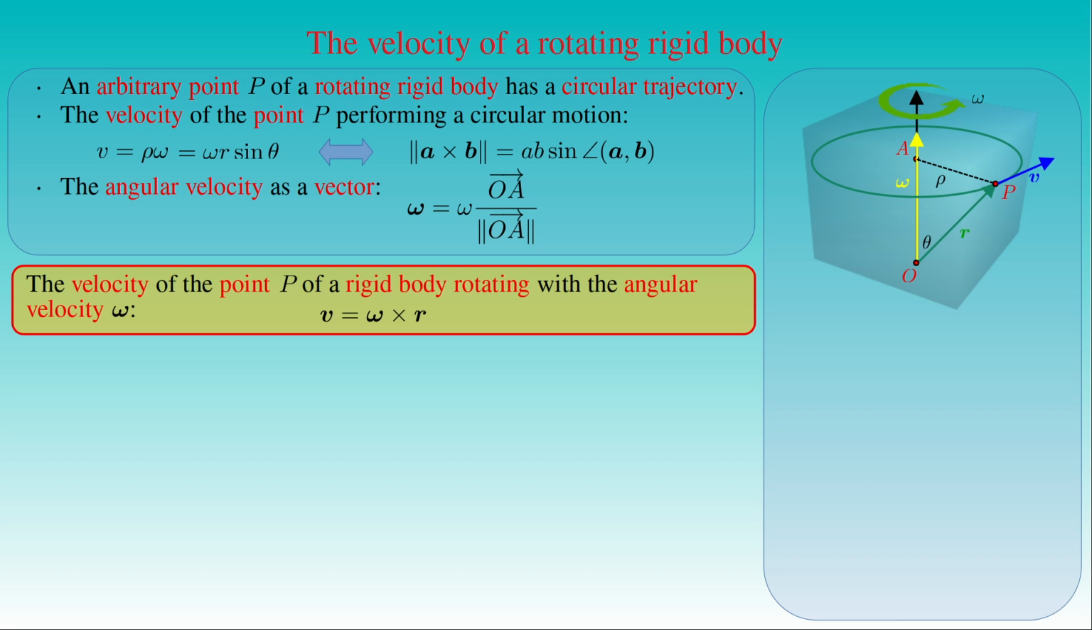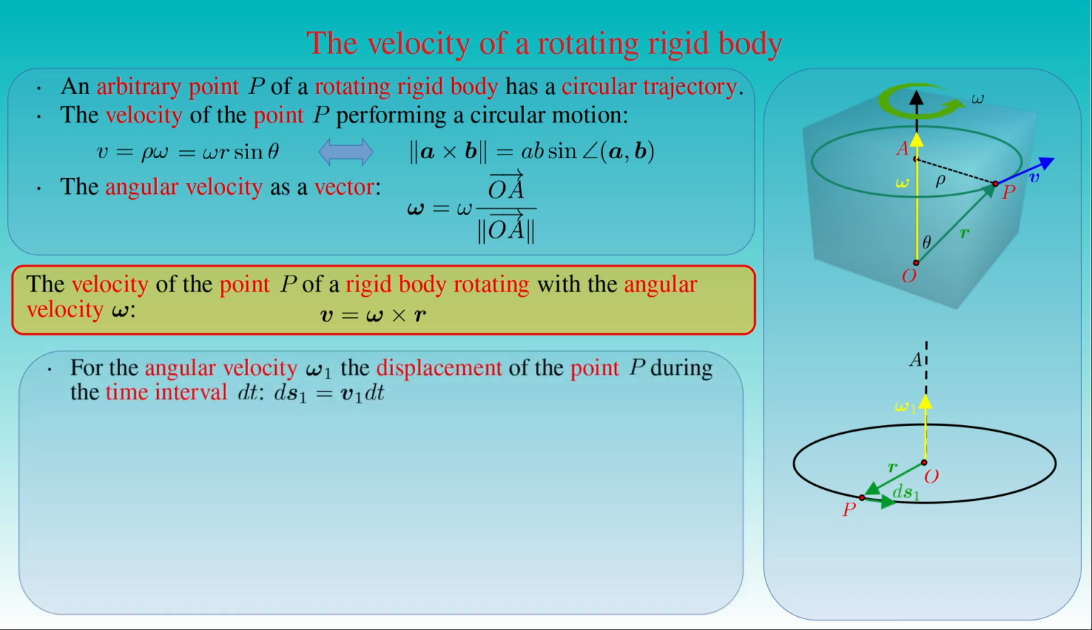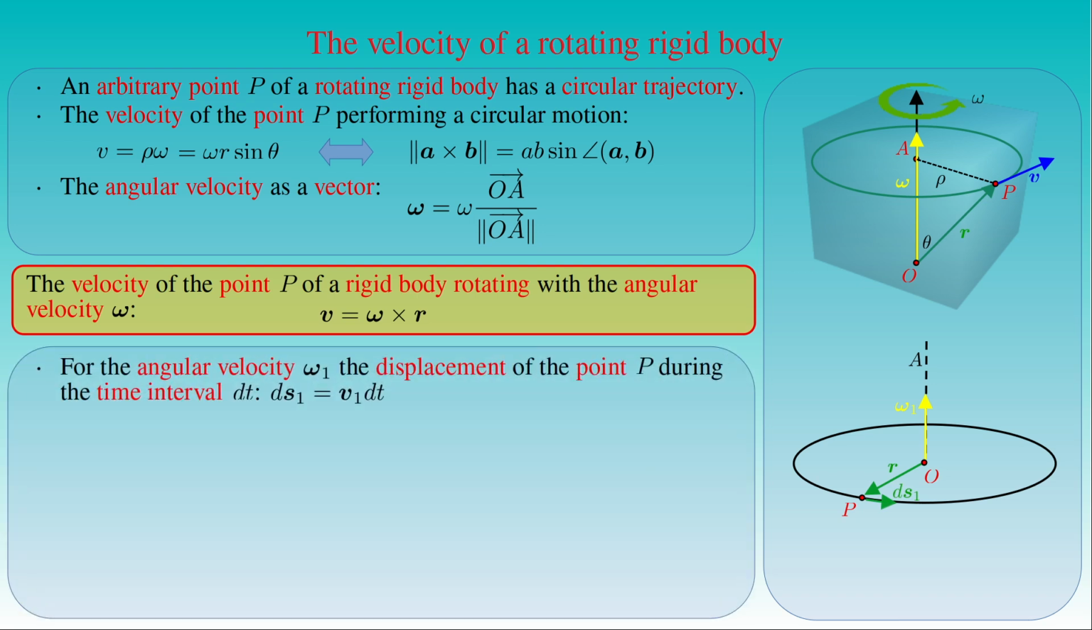For infinitesimal rotations, it is justified to consider the angular velocity as a vector, since the parallelogram rule holds for any two rotations with rotation axes intersecting each other at a given point. If the instantaneous angular velocity omega 1 of the body points in the direction of the OA axis, the infinitesimal displacement ds1 of the point P during an infinitesimal time interval dt is given by the product of the instantaneous velocity v1 of the point P and the time interval dt.